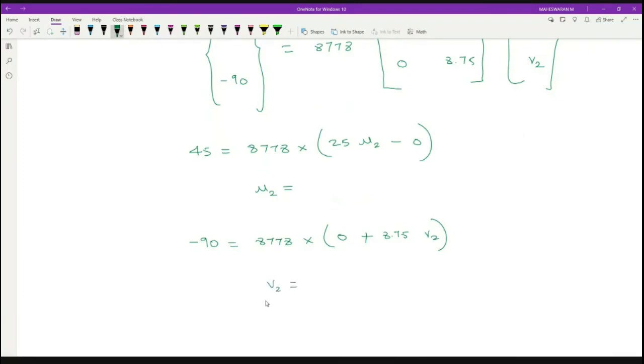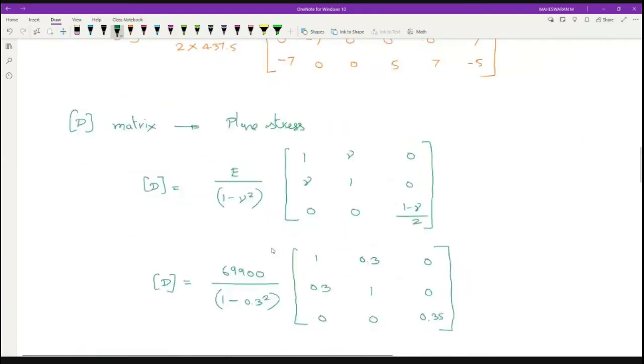Can you tell me what the values are here? For U2 and V2, U2 is 2.051 into 10 power minus 4 mm. And V2 is minus 1.172 into 10 power minus 3 mm. Minus 3, sir? Okay, it is minus 3. Okay, thank you. So we got these values, U2 and V2. So the first part of the question is over.